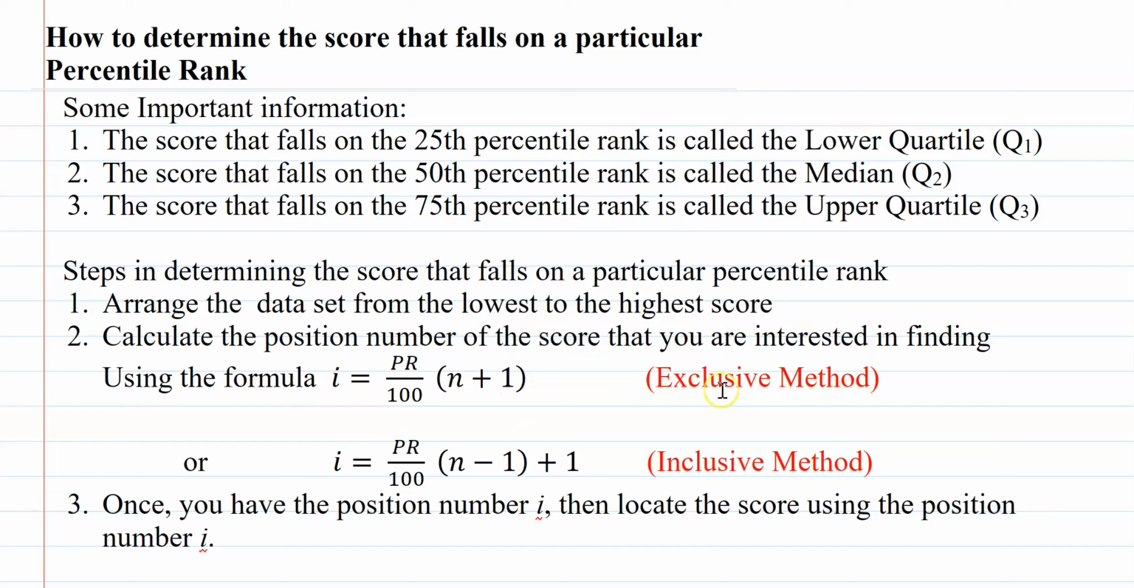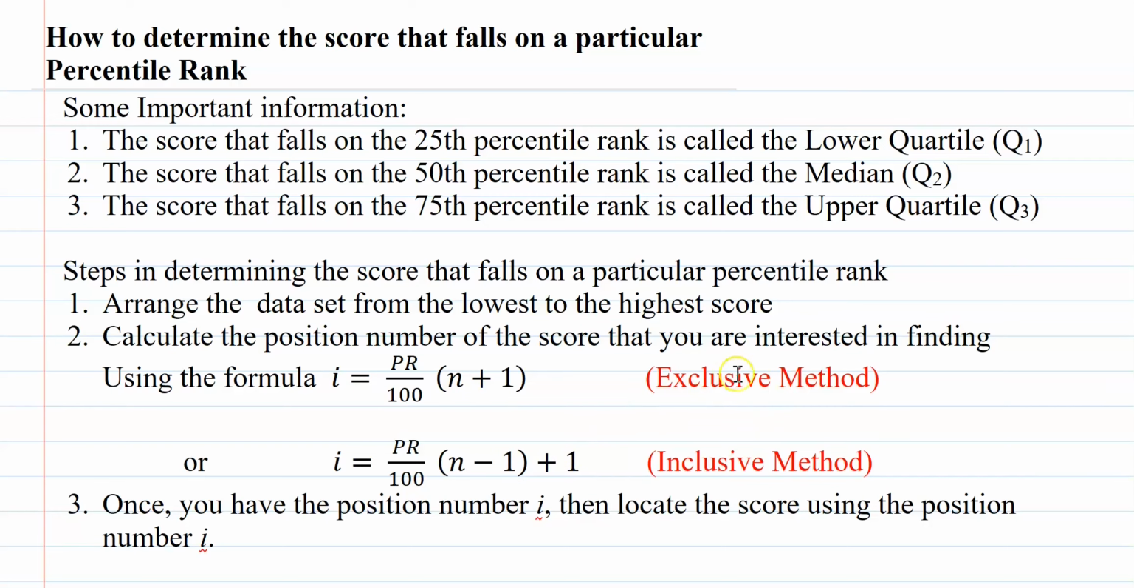The first formula is for the exclusive method, and in this formula, I, the position number, is equal to PR, or the percentile rank, over 100 times n plus 1. And for the inclusive method, the formula for I, the position number, is PR over 100 times n minus 1, and then plus 1. And there are other formulas that you can use to determine the position number, but I will focus only on these two methods, the exclusive method and inclusive method.